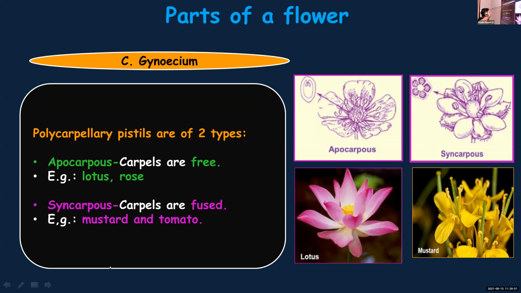Okay, children, are you getting confused with the terms? Apocarpous, carpus, carpel, apo, free. Syngamy, you know, fusion. Syncarpous, carpels are fused. The number of carpels present in gynoecium can be one to many. If many are there, either they will be fused or they will be free. If they are fused, they are joined, you call it syncarpous pistil. And if they are free, you call it apocarpous pistil. Examples for apocarpous pistil, lotus and rose; syncarpous, mustard and tomato.